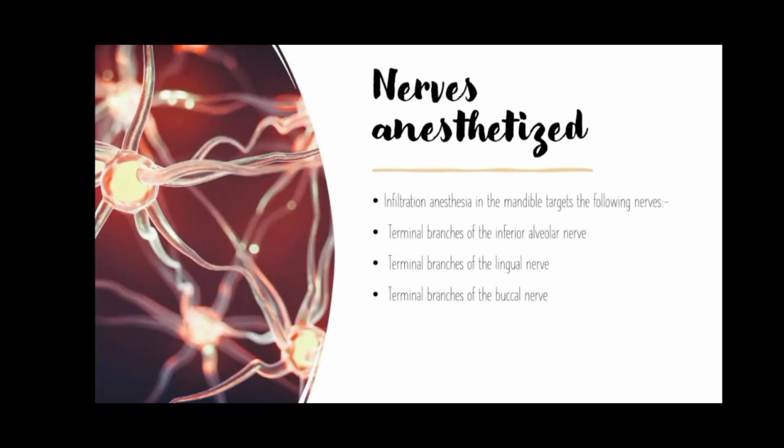Nerves anesthetized. The anesthesia targets the terminal branches of the inferior alveolar nerve, especially near the mental foramen. Lingual nerve when the lingual soft tissues are involved. Buccal nerve supplying the buccal mucosa of molars. Mental nerve, important in the anterior mandible for soft tissue anesthesia.